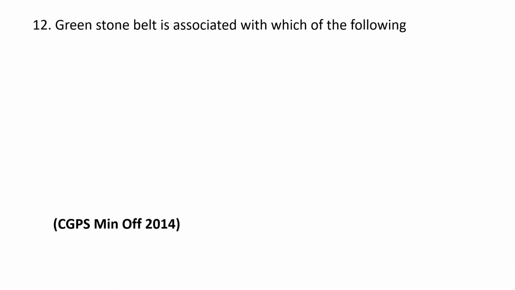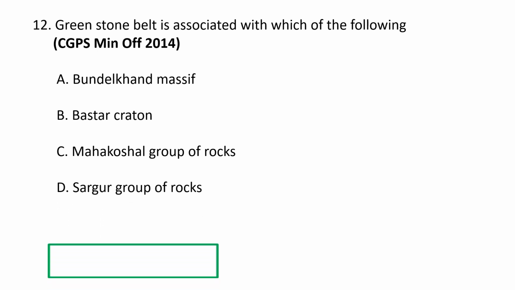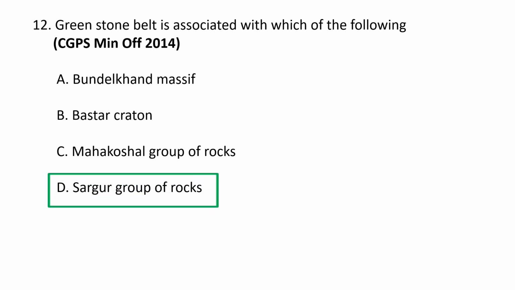Next question. Greenstone belt is associated with which of the following? A. Bundelkhand Massif, B. Bastar Craton, C. Mahakoshal group of rocks and D. Sargur group of rocks. Greenstone belt is associated with the Sargur group of rocks. It is strongly associated with the Sargur group, particularly in the western Dharwar Craton of southern India, where the Sargur group of rocks are primarily composed of greenstone belts containing metavolcanic and metasedimentary rocks, including komatiites and basalts, making the Sargur group a key geological unit when discussing the greenstone belts in the region. So greenstone belts are associated with Sargur group of rocks. D is the correct option.